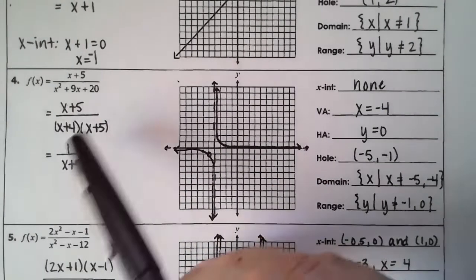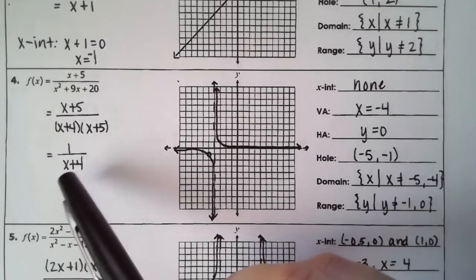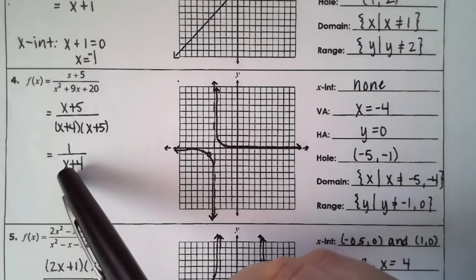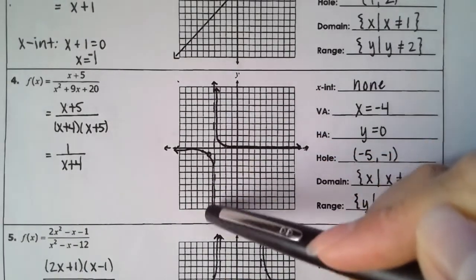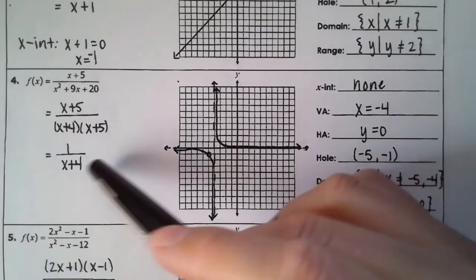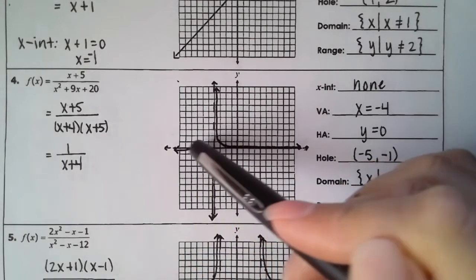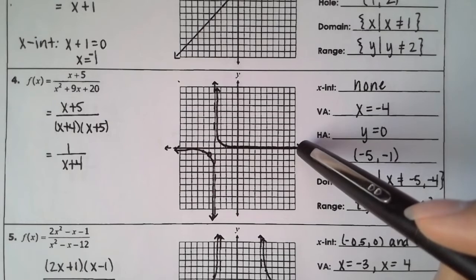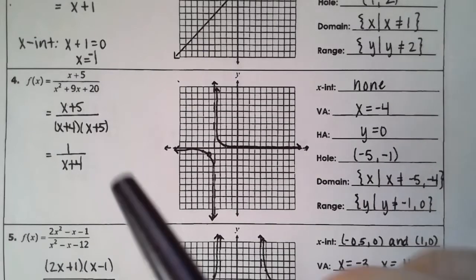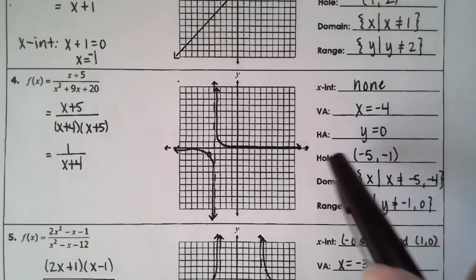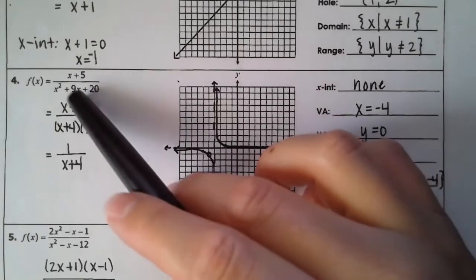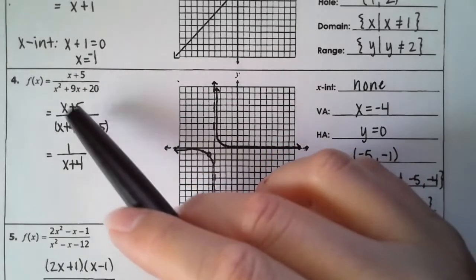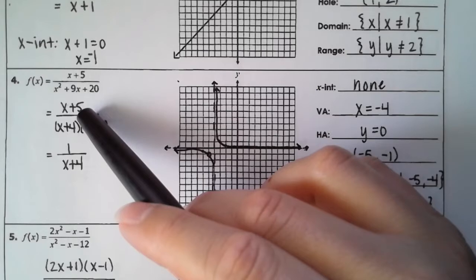You already know that your vertical asymptote is going to be at -4. So you're going to have this line here. Okay, horizontal asymptote, there's no shift, right? So it's going to be right along the x-axis. Y is equal to 0. And then your hole, because you factor these two out, you're going to set this factor equal to 0, you're going to get -5.